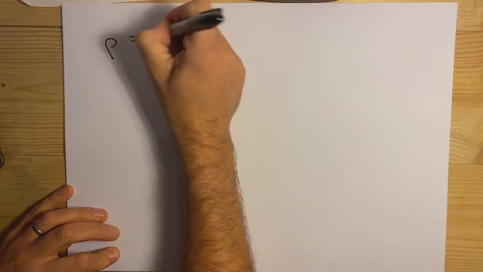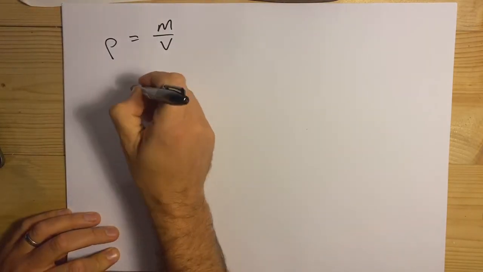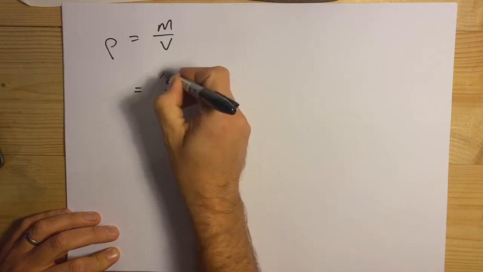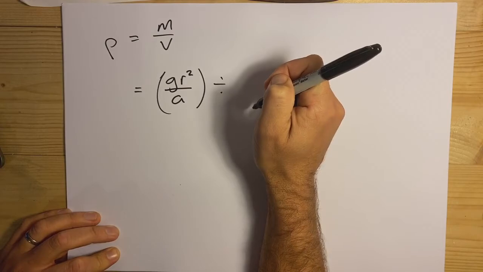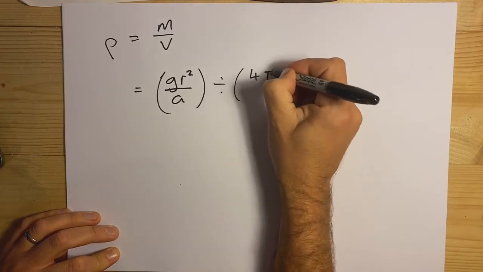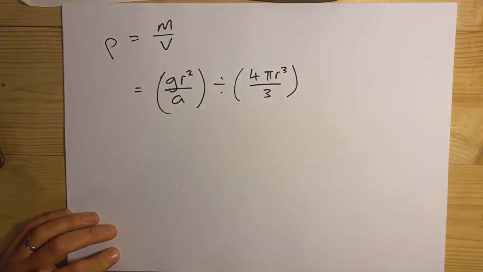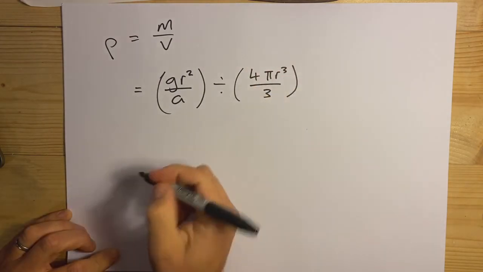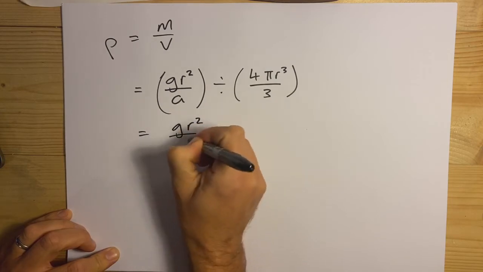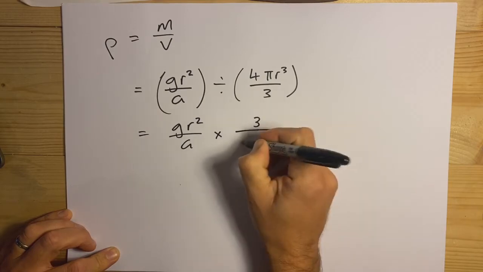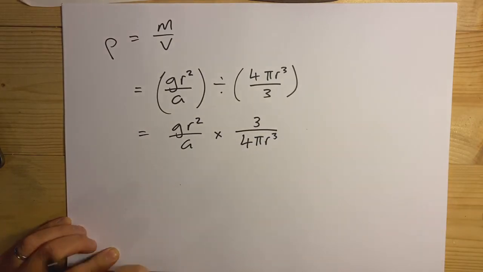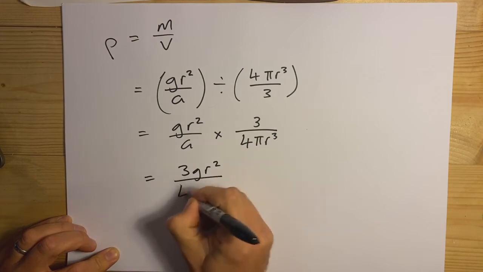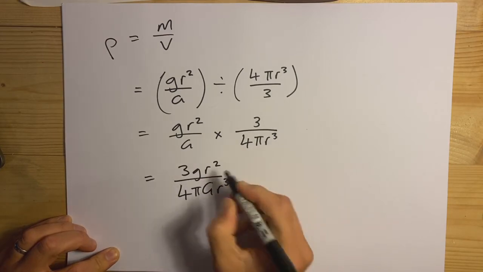So density equals mass divided by volume. If we take what we had before, our expression for m was g r squared over big G. We'll write it like this to start off with, divided by volume. The volume here is 4 pi r cubed over 3. Now you may remember the easiest way to replace this divide sign is to turn this upside down, and then we can make that a multiply. So this then becomes g r squared over big G times 3 over 4 pi r cubed. Now we can just multiply straight across: 3g r squared over 4 pi big G r cubed.